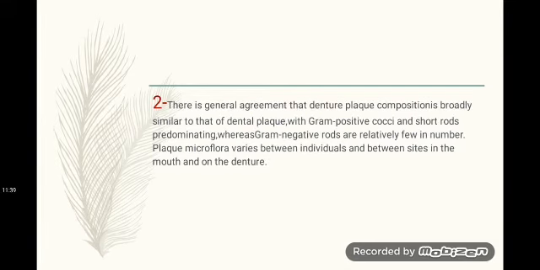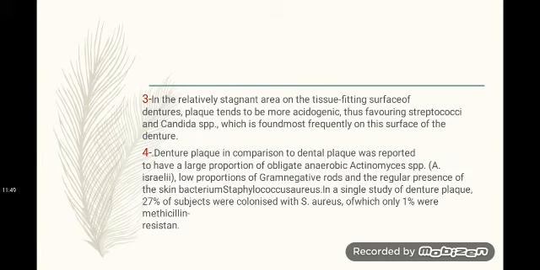There is general agreement that denture plaque composition is broadly similar to dental plaque. It's the same. In the relatively stagnant area of the tissue-fitting surface of the denture, plaque needs to be more acidogenic, thus favoring streptococci and Candida species. Denture plaque, in comparison to dental plaque, was reported to have a large proportion of obligate anaerobic Actinomyces species. This is the difference between dental plaque and denture plaque.